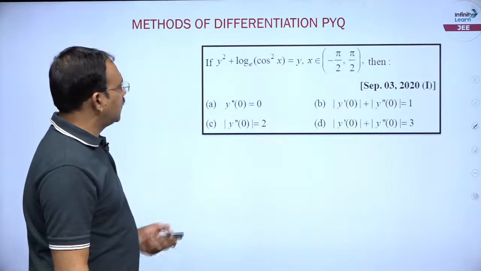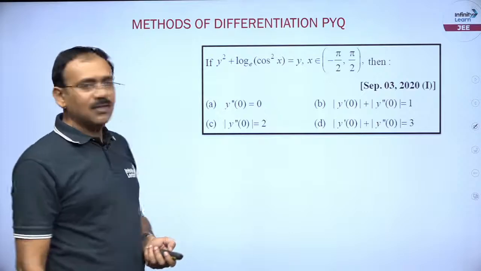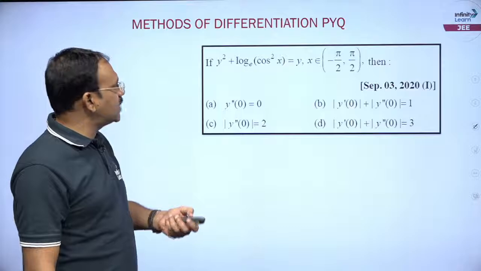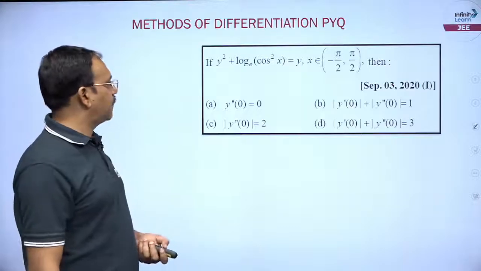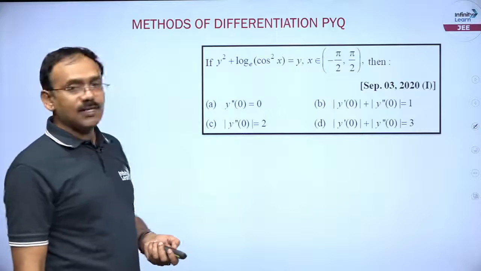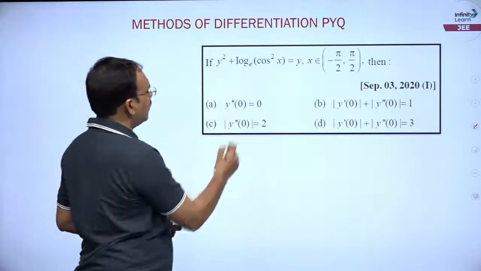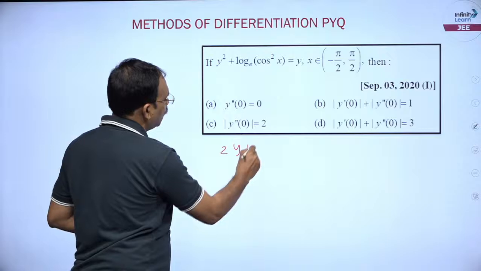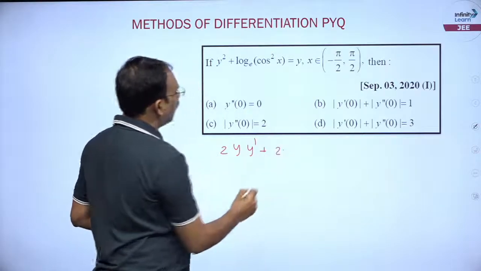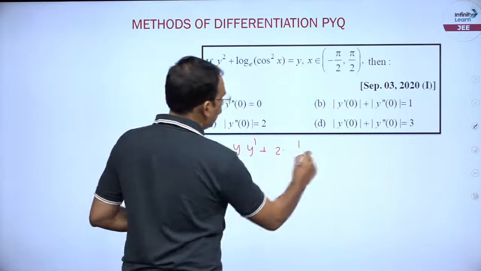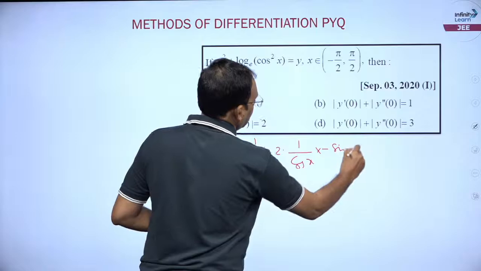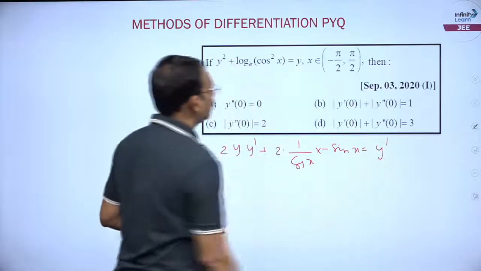Right, dear students, you see this is also a standard question. Y square plus log of cos square x is given as y, an implicit function. He is asking y double dash of 0 and y dash of 0. You just take the derivative: y square derivative 2y y dash, plus 2 log of cos x derivative 1 by cos x, derivative minus sin x, is equal to y dash.